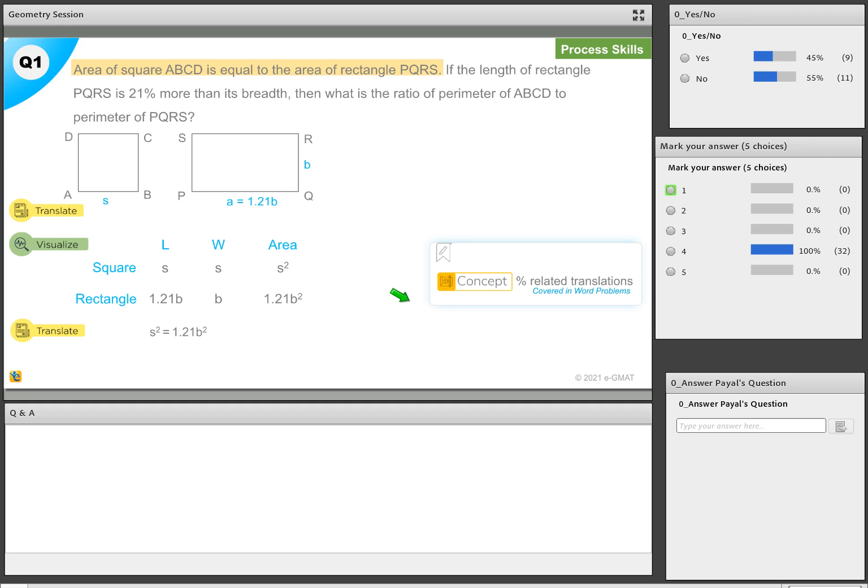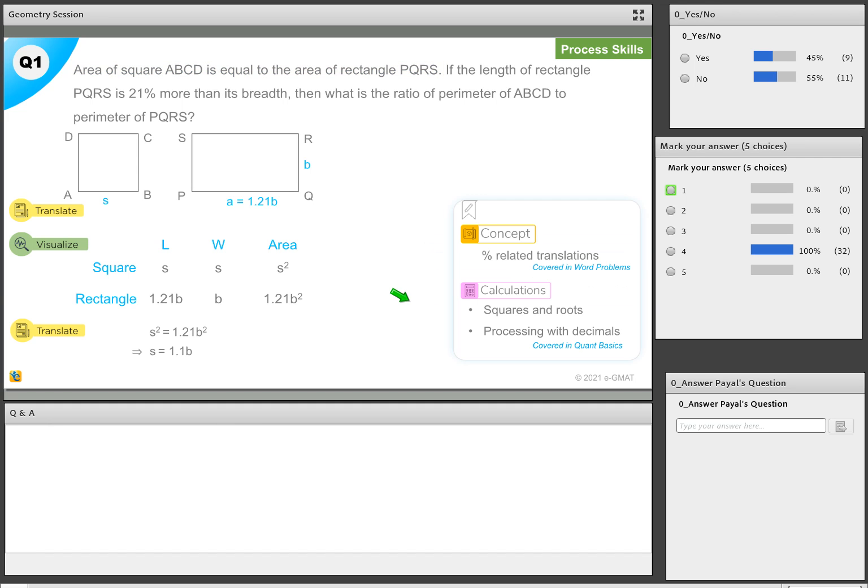Area of square ABCD is equal to the rectangle area PQRS. From that, we are translating and saying S squared is equal to 1.21 B squared. Now in this case, what we are saying is S is equal to 1.1 B. If you are not comfortable doing this translation and processing, that means you need to work on your calculation skill set. How many of you are not comfortable taking S squared is equal to 1.21 B squared and saying S is equal to 1.1 B?